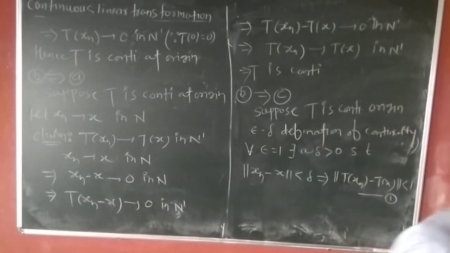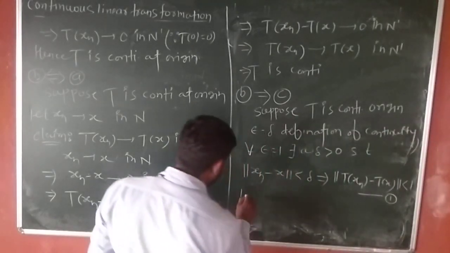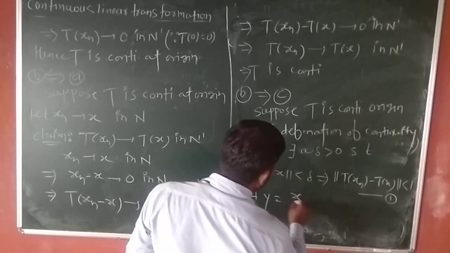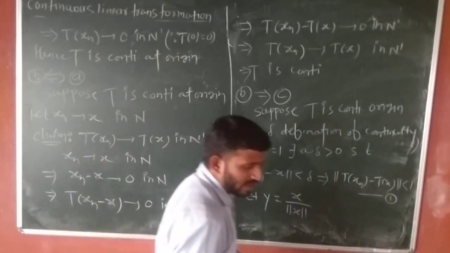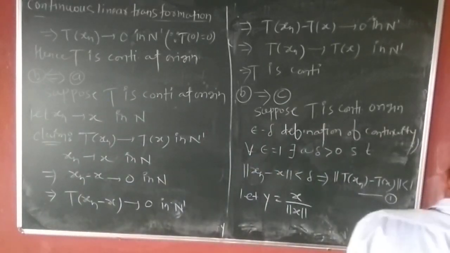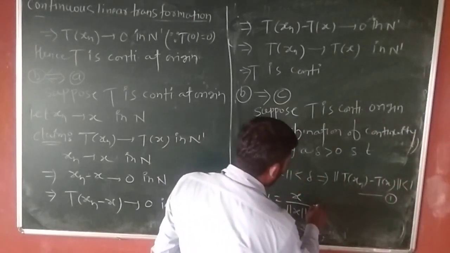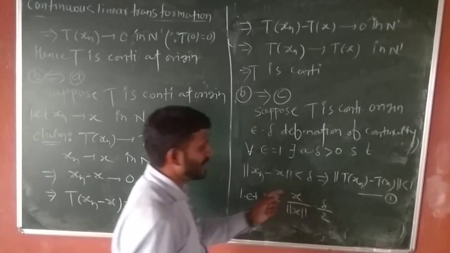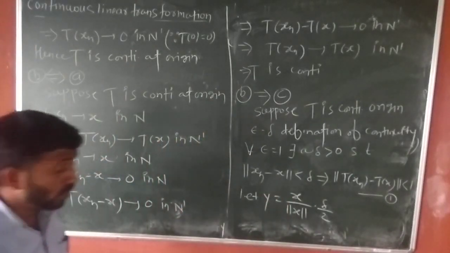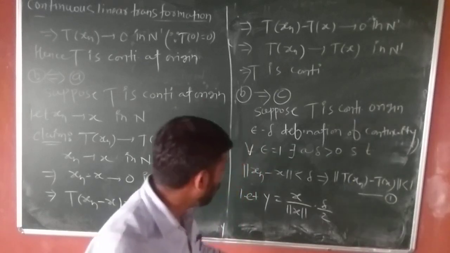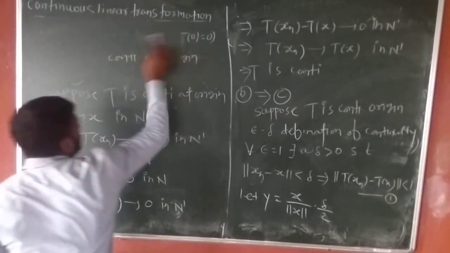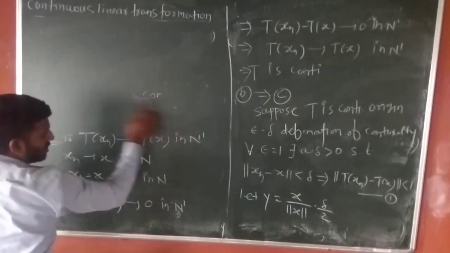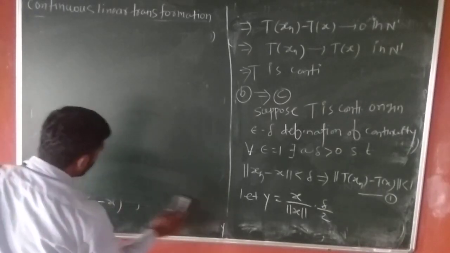So next, what do I have to do? Let us suppose y equals x upon norm of x, multiplied by delta by 2. This is just an adjustment we have to make. Then what next? We take the norm on both sides.